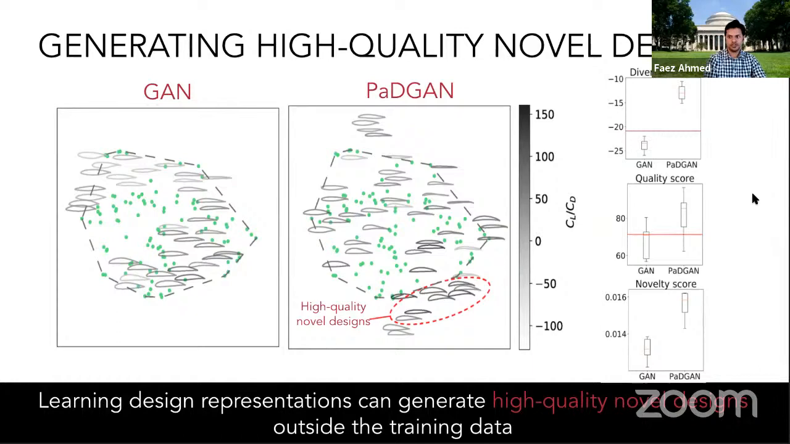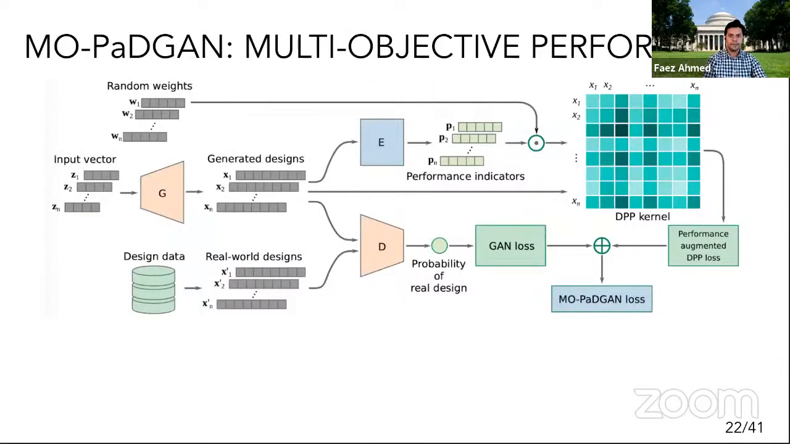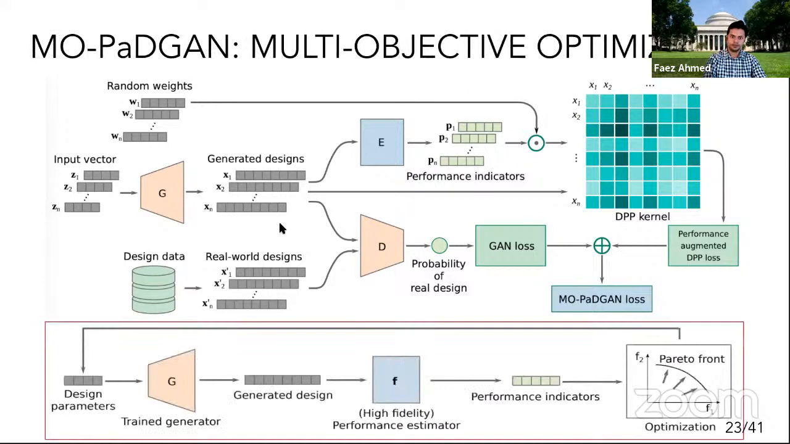And the same results are shown for all the typical metrics we care about. The same ideas can be extended to multiple objectives. So now you can think of, instead of one performance, when you're designing any design, you have multiple performance metrics, then you can take ideas from multi-objective optimization literature to enhance your GAN models.